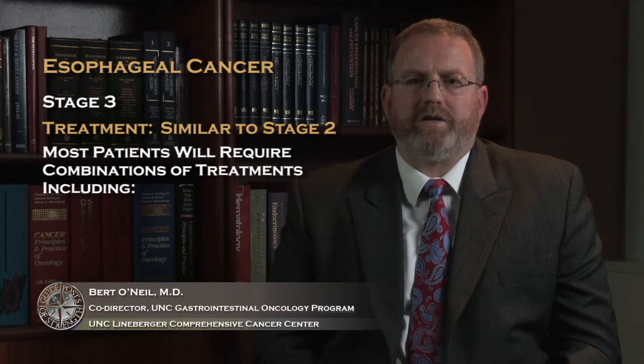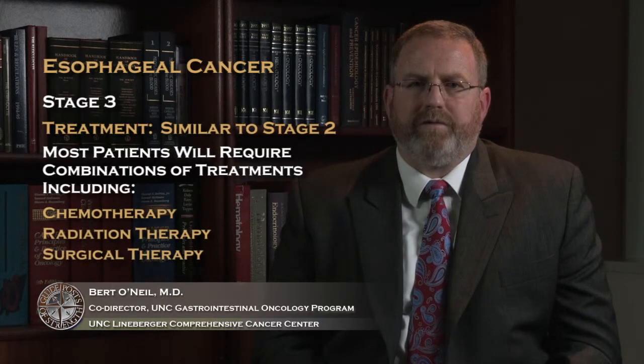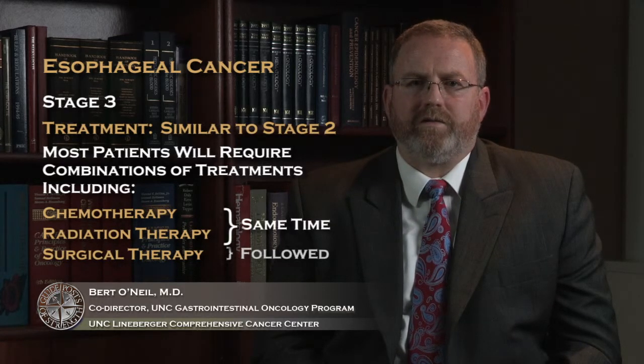If your doctor has told you you have stage 3 esophageal cancer, this means that the cancer is either locally advanced or has spread to local or regional lymph nodes. The treatment for stage 3 esophageal cancer is very similar to the treatment for stage 2 esophageal cancer, meaning that most patients will require combinations of treatments, including chemotherapy, radiation, and surgery. Our preference is to give chemotherapy and radiation at the same time, usually followed by surgery after recovery from radiation.